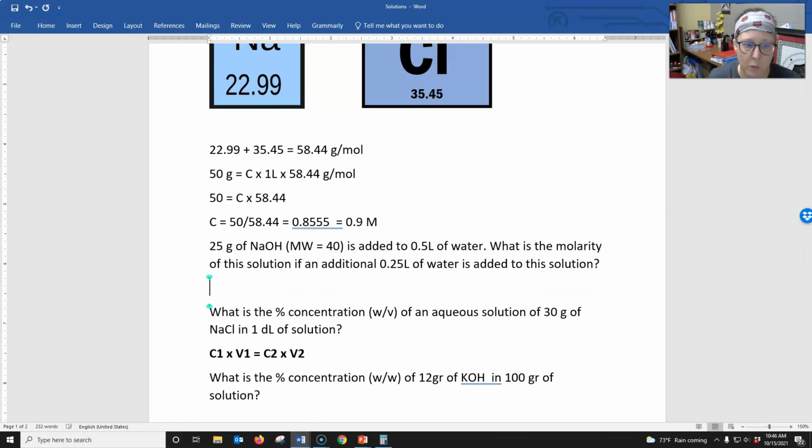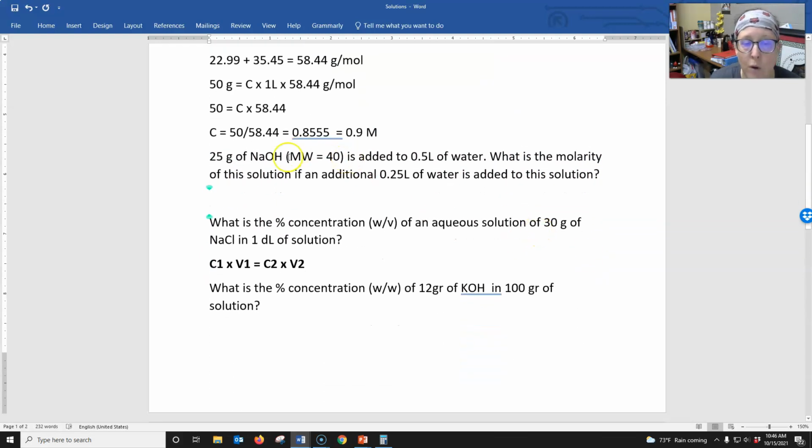This one is slightly more complex, but this one is giving you the molecular weight already, so you don't have to calculate it. It's giving you 25 grams of sodium hydroxide with a molecular weight of 40 added to 0.5 liter of water. But then they throw in a trick: what's the molarity of the solution if you add an additional 0.25 liters of water? So the first thing is that you are going to get your total volume, and so it's 0.5 plus 0.25, so it's going to be 0.75 liters, okay?